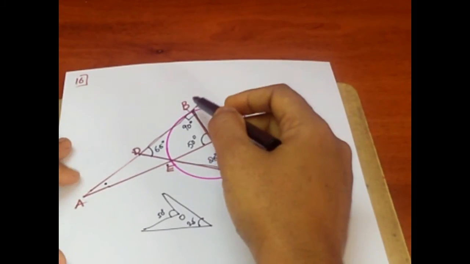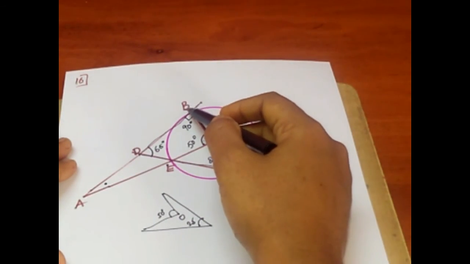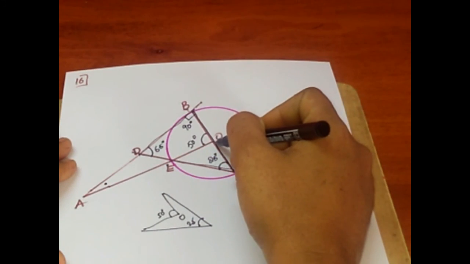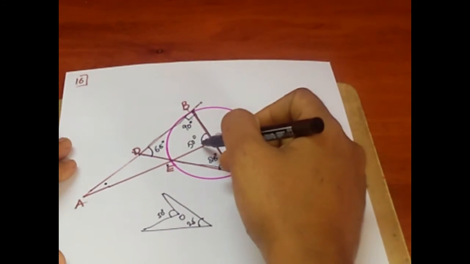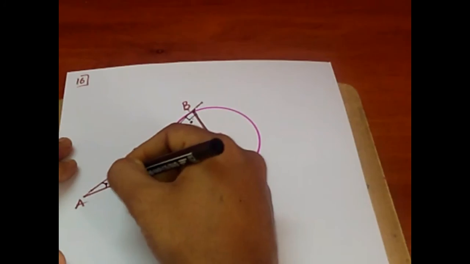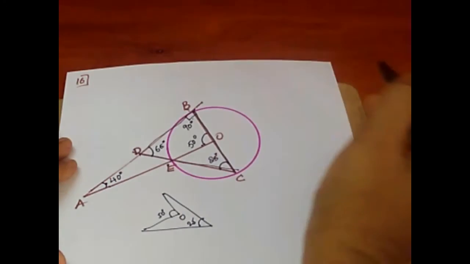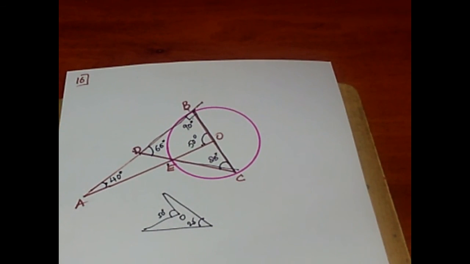Now it is very easy to find. Consider the triangle BAO. One angle is 90, the other angle is 50. Hence the measure of this angle will be equal to 40 by applying the angle sum property.